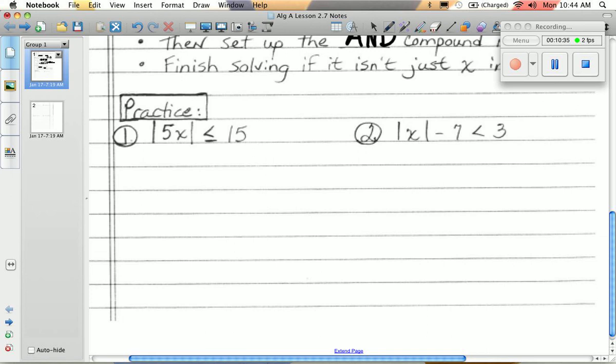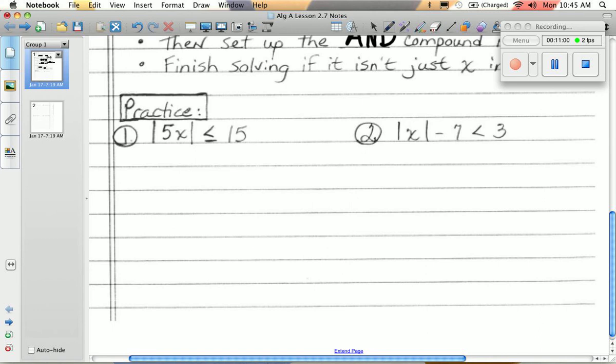Now we have to set up our compound inequality where we drop the absolute value bars. So anybody think they know what our compound inequality could look like for this one? It can't be any more than 15 units away. So between what two numbers would it be, first of all? Negative 15 and positive 15.